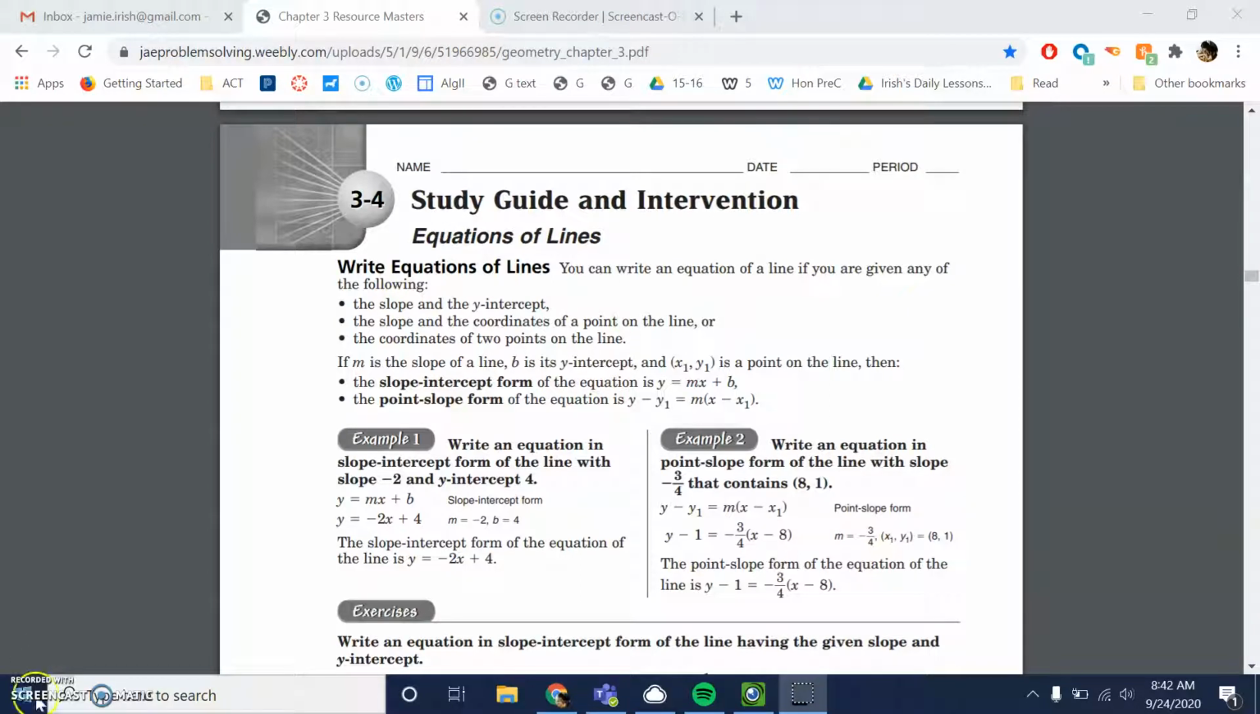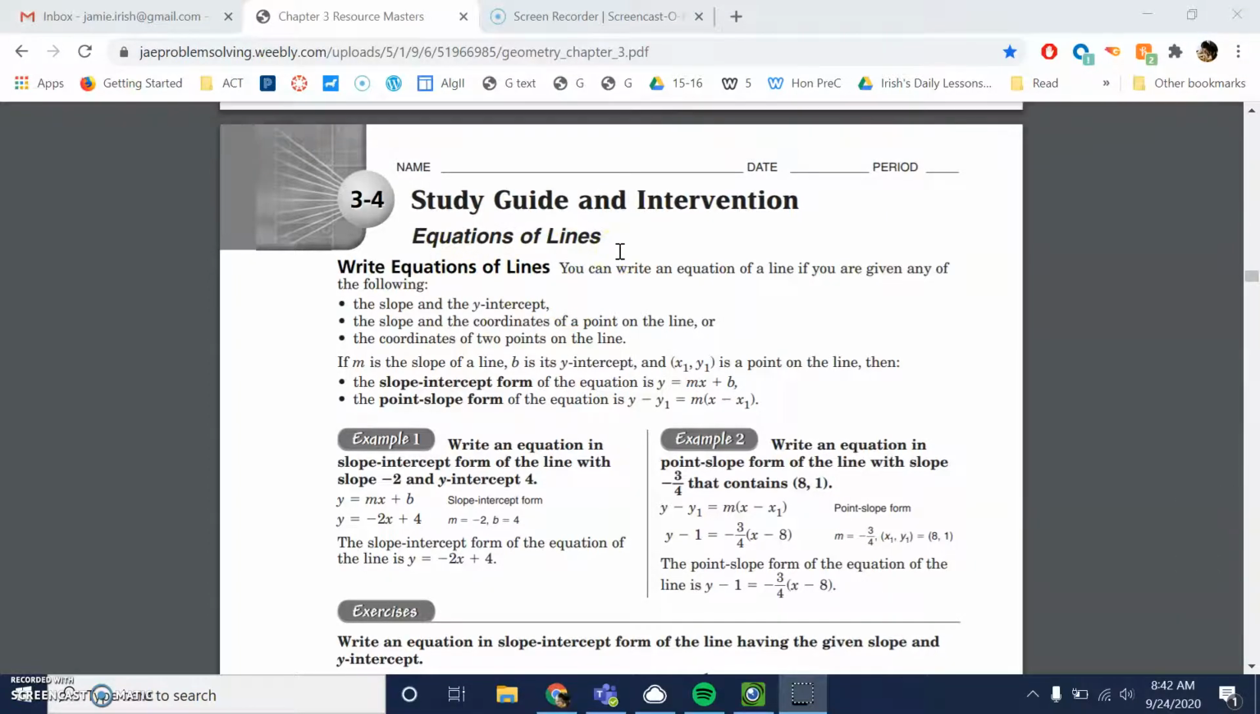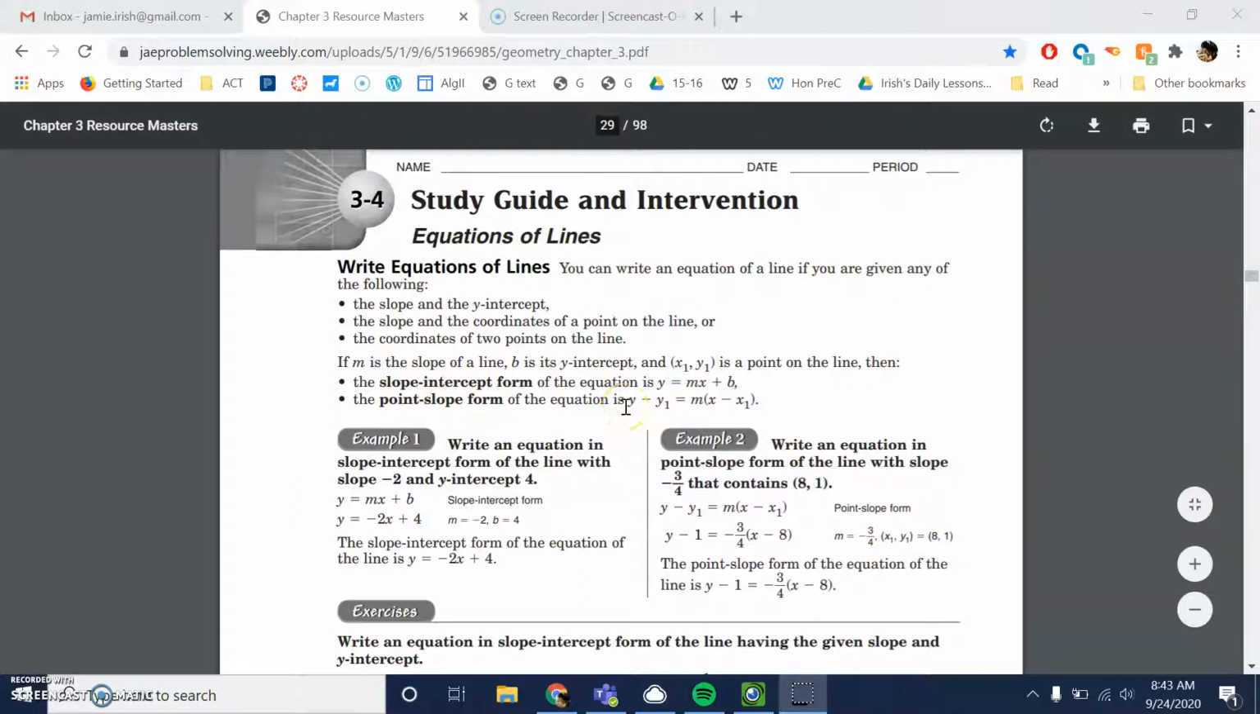All right, we are now doing equations of lines. We talked about slopes before, but now we're talking about equations. There are two equations we have to talk about when we're talking about parallel and perpendicular lines. You already know about the slopes, so now let's talk about the lines. One is slope-intercept form, y equals mx plus b. One is point-slope form, y minus y1 equals m times x minus x1. That sounds confusing. Let's break it down.